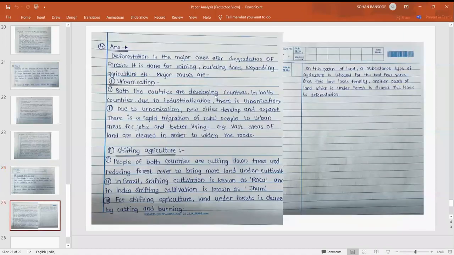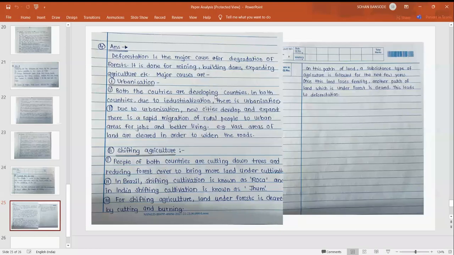Okay, now the next one. This is the last question, that is deforestation: the causes behind the deforestation. Deforestation is the major cause for degradation of the forest. It is done for mining, building dams, expanding agriculture, etc.